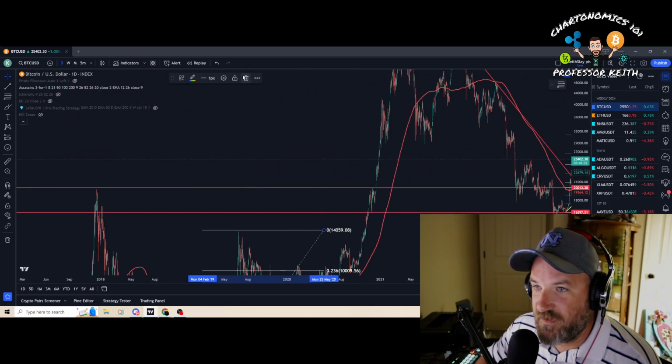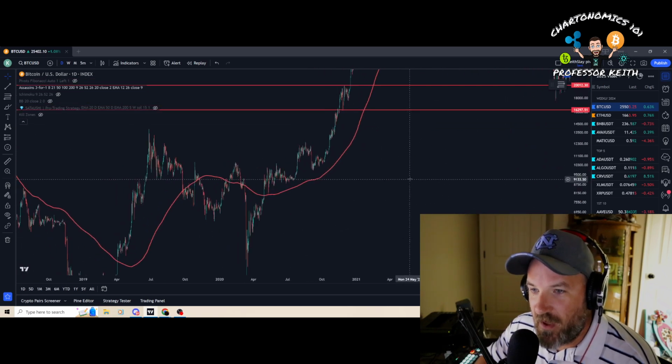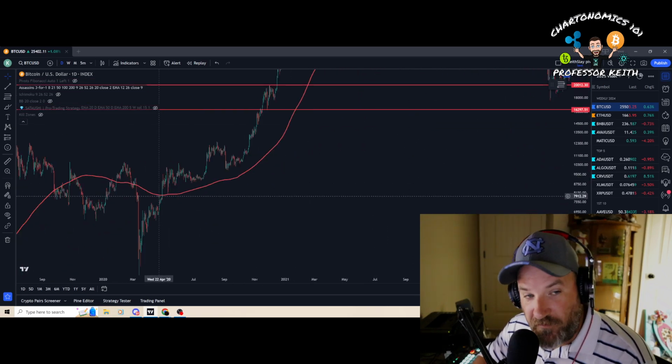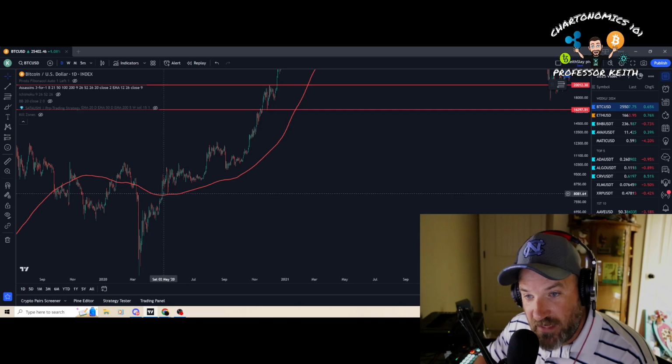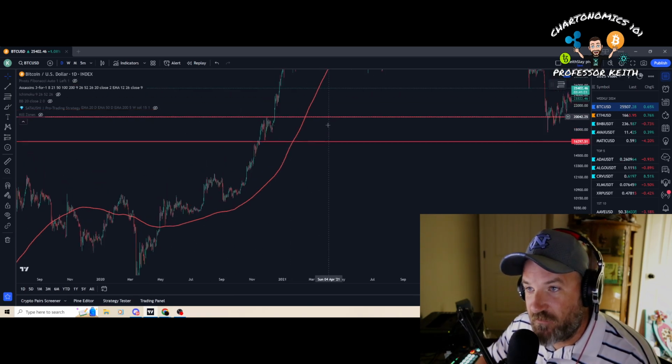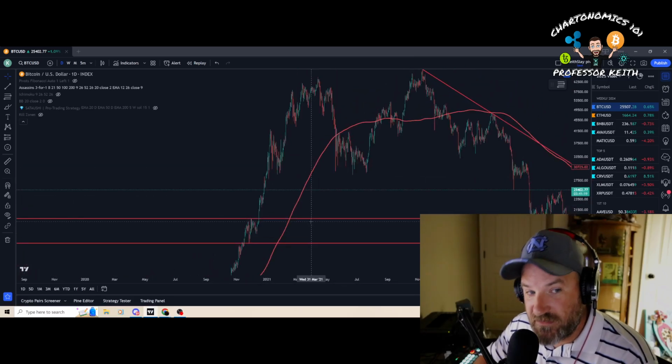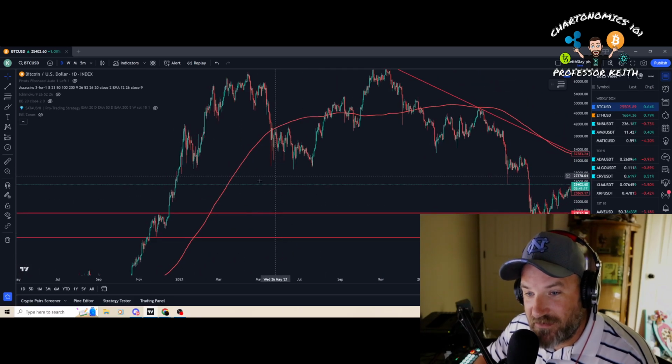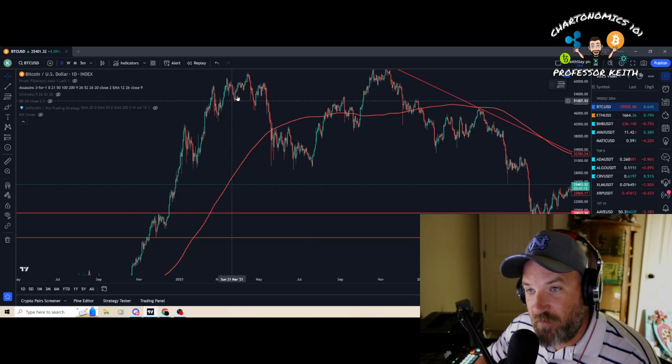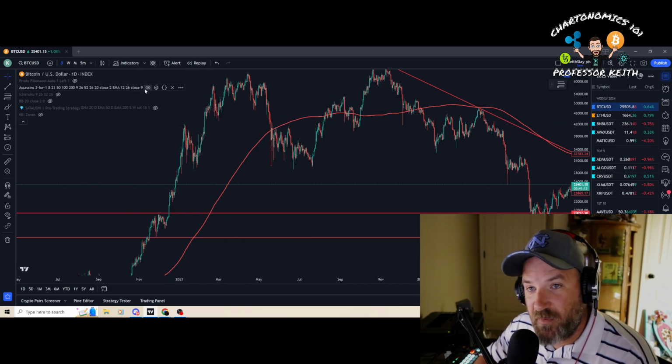I got Fibs and everything else drawn on this one. All the way back to post-COVID, April 2020. It jumped over the 200 moving average, and then look at that, folks. It stayed dead over it the entire time. In fact, there was no need to sell anything on Bitcoin until it got way up here at the top.